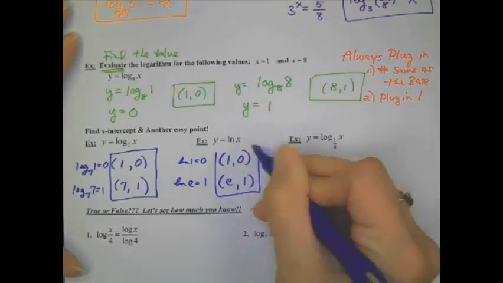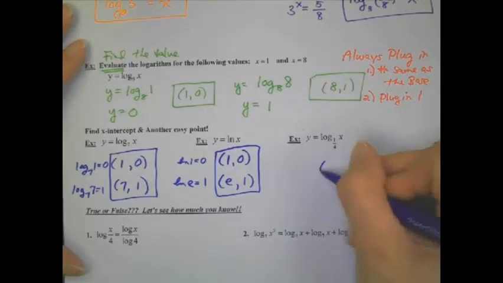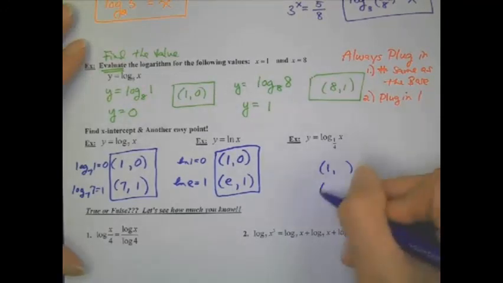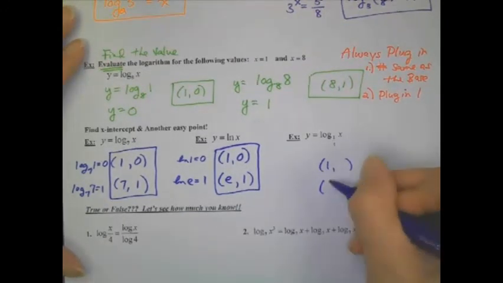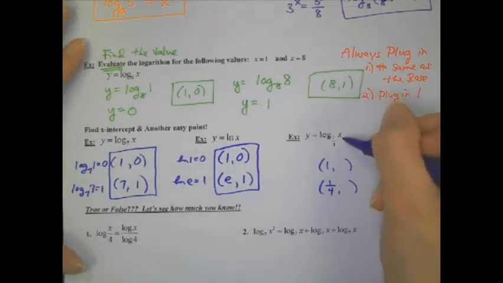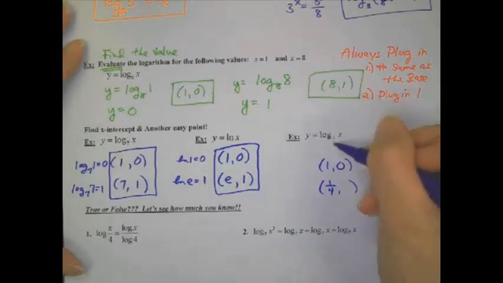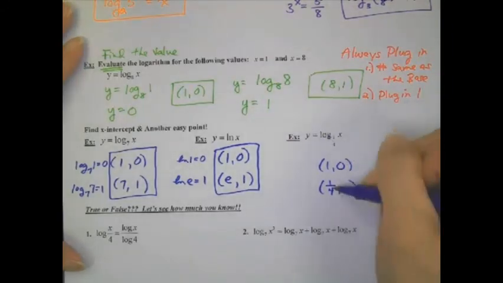Okay, we'll do it one more time. There are 2 numbers I want you to plug in. The first one is 1, and the second one is, that's right, 1/4, same as the base. What's log of 1 always going to make? 0. Log base 1/4 of 1/4 makes 1.